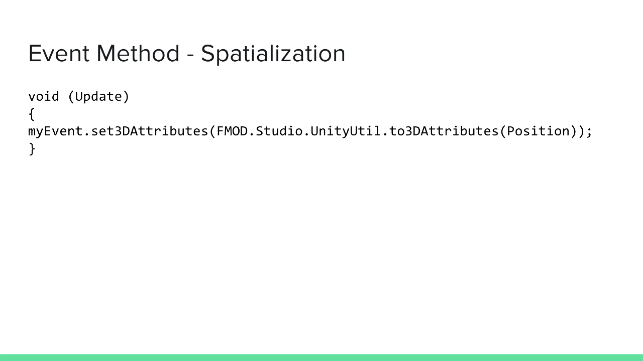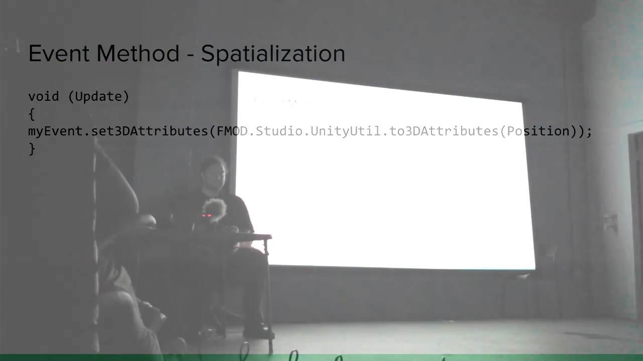So here I have it in update because I'm assuming that this object is moving constantly. However, if you have an object which you know is going to be in the same place forever, you can set 3D attributes on start. But you want to use this whenever an object moves.